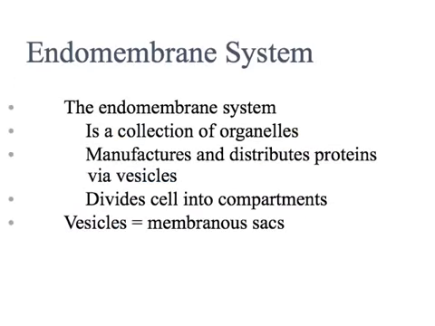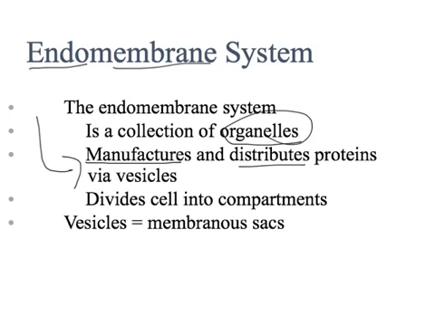Okay, so the next set of organelles that we're going to talk about are part of what's called the endomembrane system. This is a collection of organelles. There are many organelles that make up the endomembrane system. And basically, this is the system, all the organelles that are going to be working together to manufacture and distribute proteins.